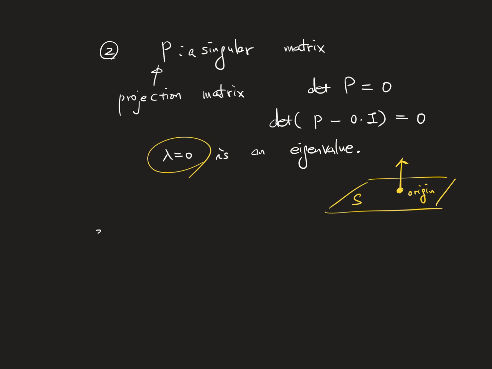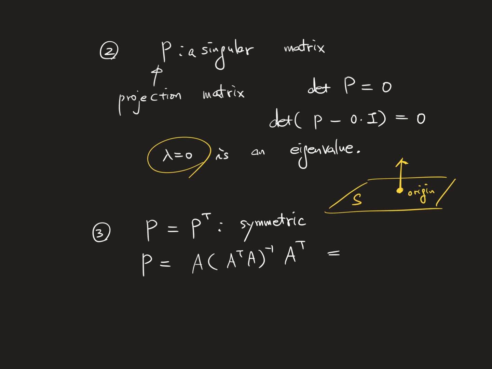And another fact we need to know is that the projection matrix P transpose is symmetric. The projection matrix is a symmetric matrix, and we know that the projection matrix is A (A transpose A) inverse A transpose, and we can easily see that this is true.